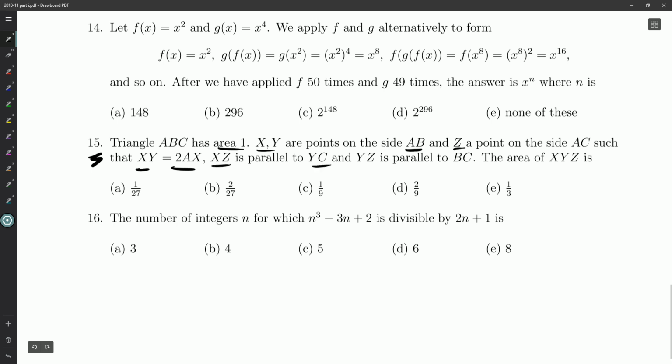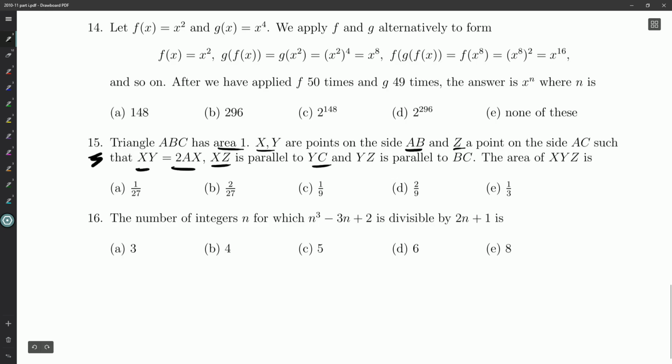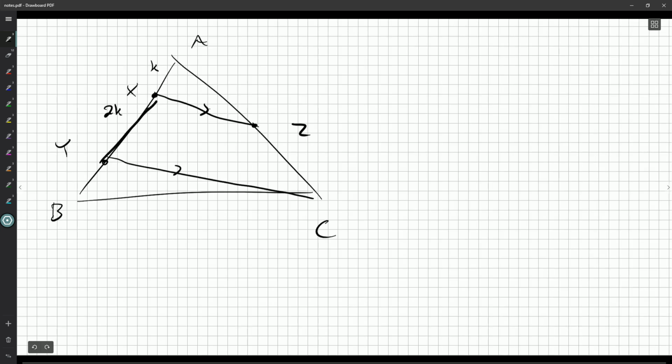XZ is parallel to YC. Oh, this is fantastic. My first drawing is almost never exactly what it looks like, so we'll move Z up a little bit. Oh, we're not done reading it. I may have screwed something up. YZ is parallel to BC. That one needs a little more work, so lower B a bit. I'm starting to see things. I feel like we're going to have some similar triangles.